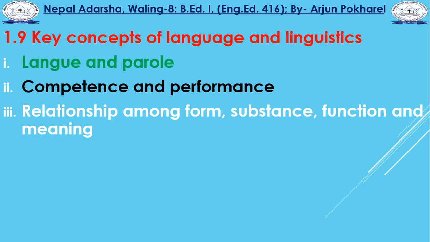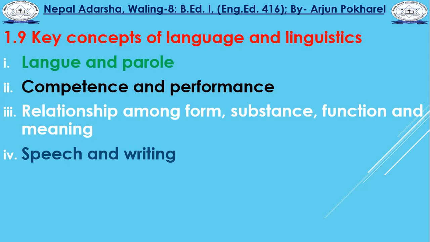Now the next one is speech and writing. The next concept in language and linguistics. Under language and linguistics is what? Speech and writing. Speech and writing are also regarded as two opposing views. What is speech? Speech is the spoken form of language, and writing is the written form of language. They are not always the same. We may speak in one way, but we may write differently. That's why they are regarded as two opposing views in language and linguistics.